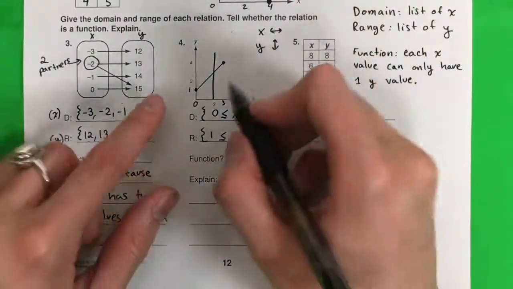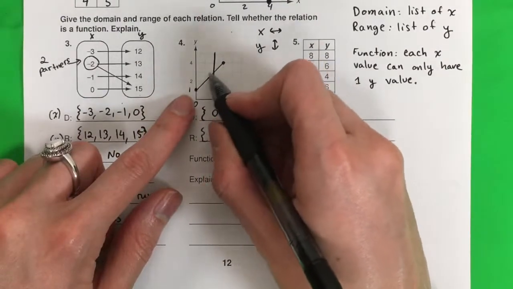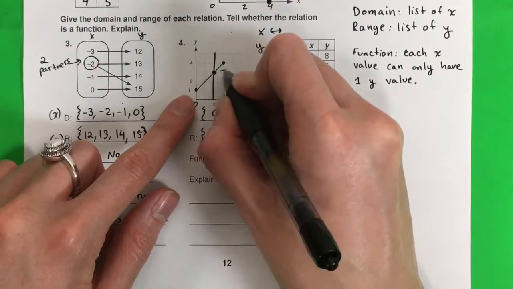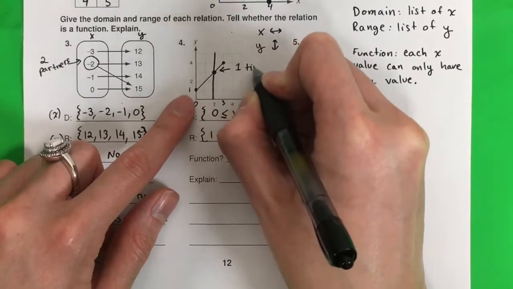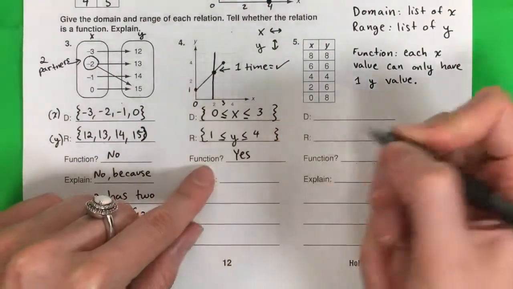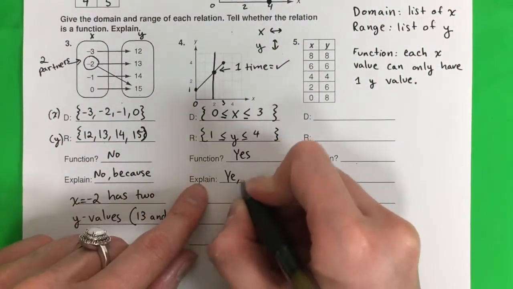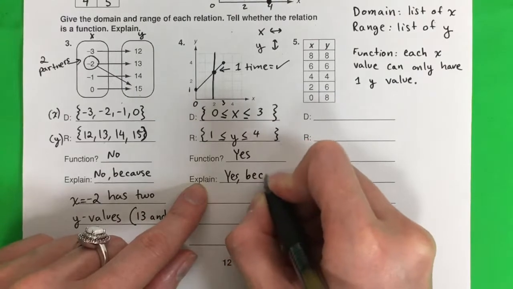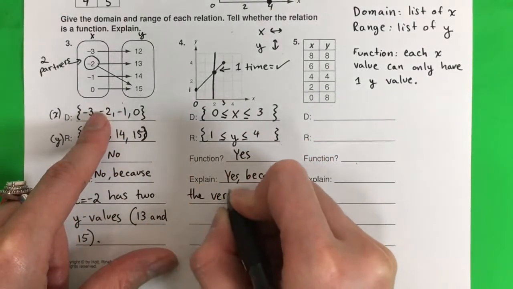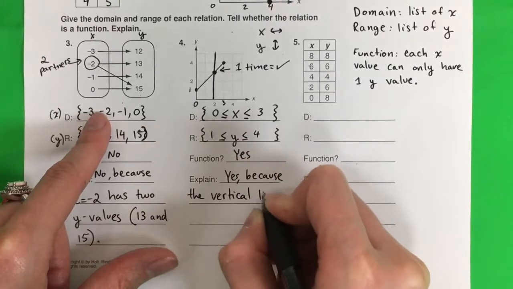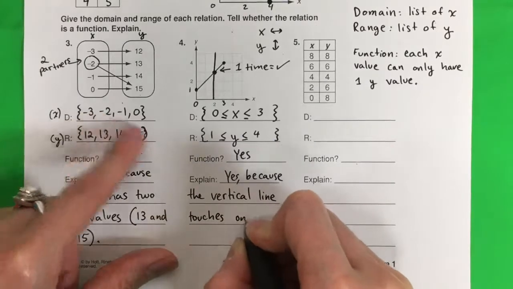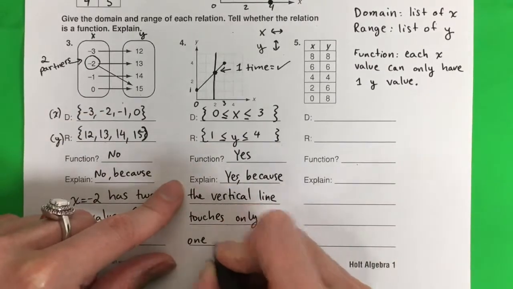How many times does it touch the graph here? ¿Cuántas veces toca esta línea? 1 time, una vez. So, yes, it's a function. So, you're going to write yes because the vertical line touches only 1 time.